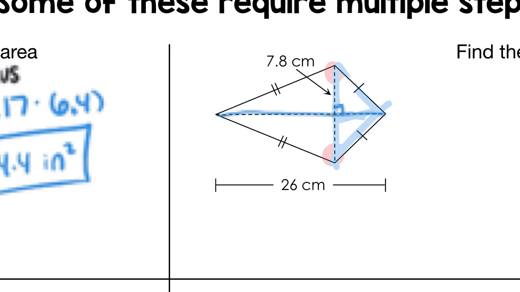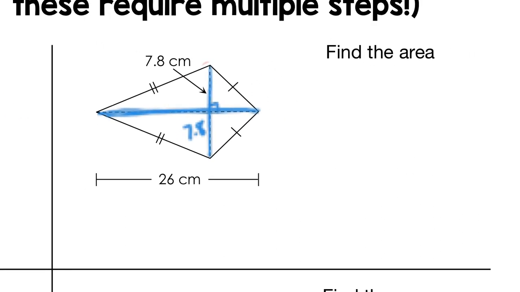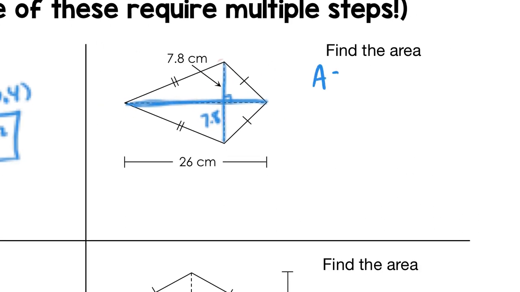So because those are congruent triangles, basically whenever you have a kite, you know that one of the diagonals is bisected. So this is also going to be 7.8. That other diagonal, the horizontal one, is not bisected by the other diagonal. And you can kind of tell that by looking at the scale. So here, now we can find the area because we have the lengths of both diagonals. One of the diagonals is 26. The other one would be 7.8 plus 7.8, which would be 15.6.